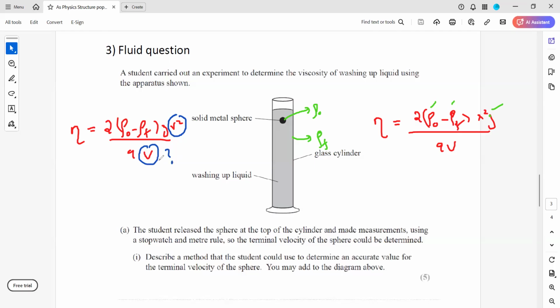How can we practically determine the terminal velocity? We'll place two rubber bands or two markers. You can mark this cylinder. When the sphere crosses the first marker, we'll start the timer. And when the sphere reaches the second marker, we stop the timer. So we know the time and we'll measure the distance. Distance divided by time, what will we get? We'll get the speed, the terminal velocity.